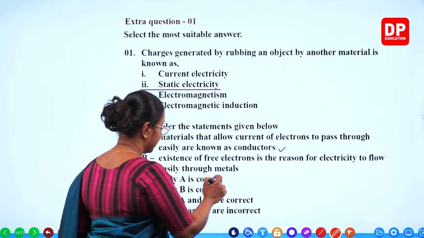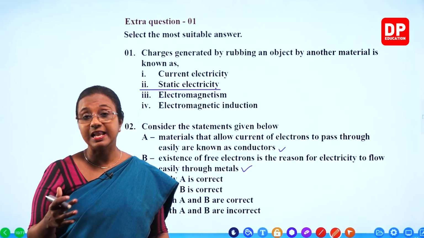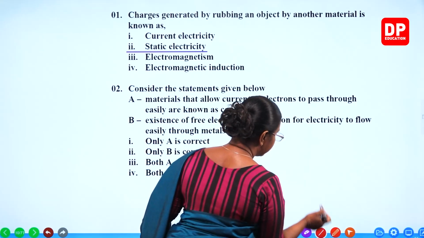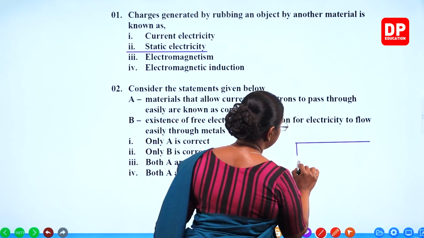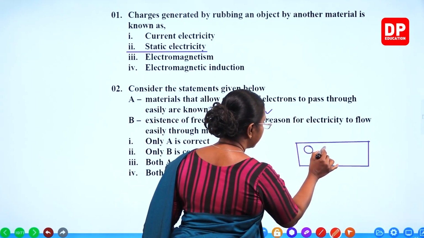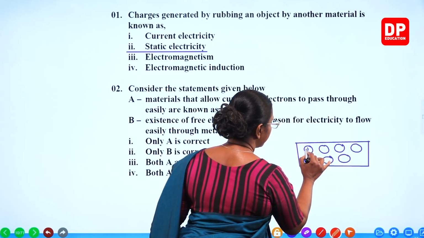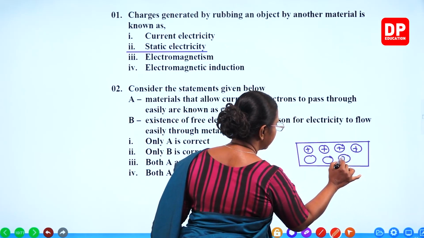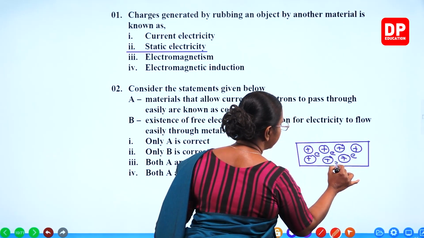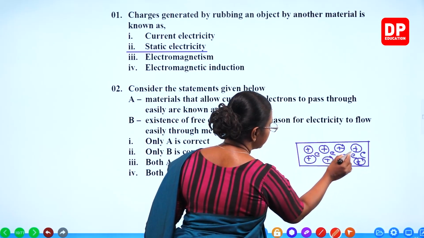That is also correct. Why? Usually metals are very good conductors of electricity. And you all can remember, what is the structure of metals if you look at it? If you take a metal rod like that, there are the positively charged nuclei with the shells, and the electrons are usually in the form of an electron cloud. So these are the positively charged atoms.